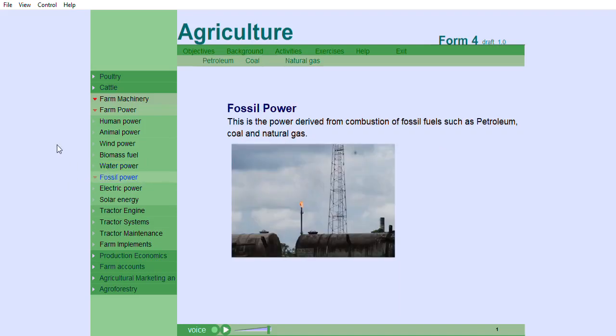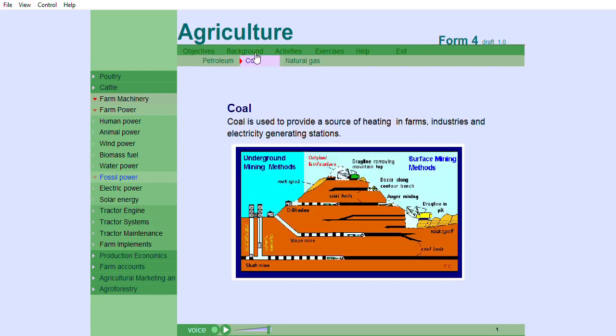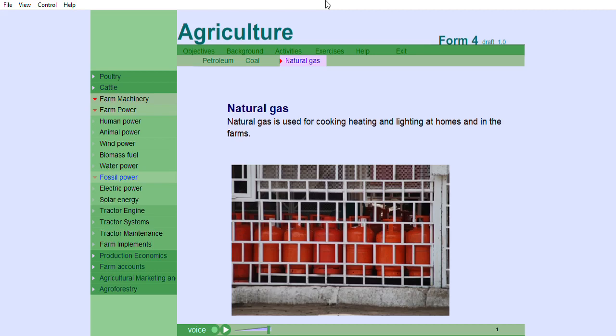Fossil power. This is power derived from combustion of fossil fuels such as petroleum, coal, and natural gas. Petrol and diesel are used in internal combustion engines such as tractors and engine-driven machines in the farm. Kerosene is burnt in lamps to produce lighting in homesteads and for cooking. Coal is used to provide a source of heating in farms, industries, and electricity generating stations. Natural gas is used for cooking, heating, and lighting at homes and in the farms.